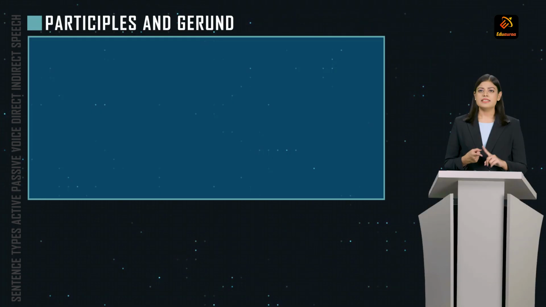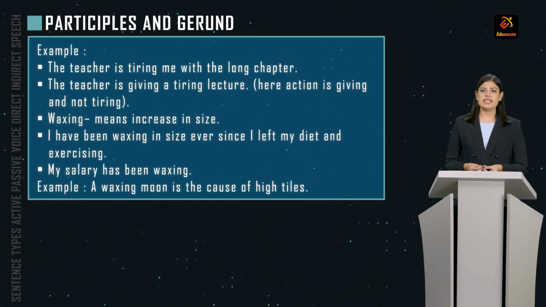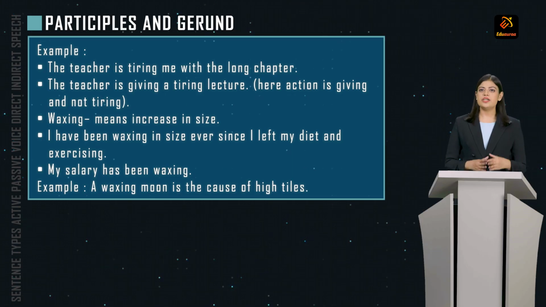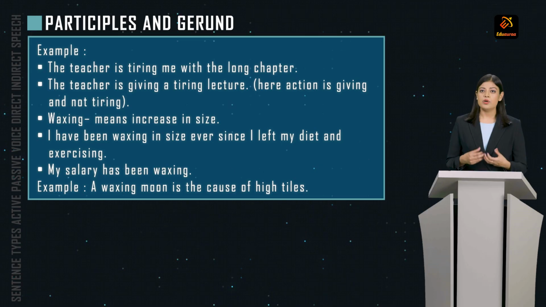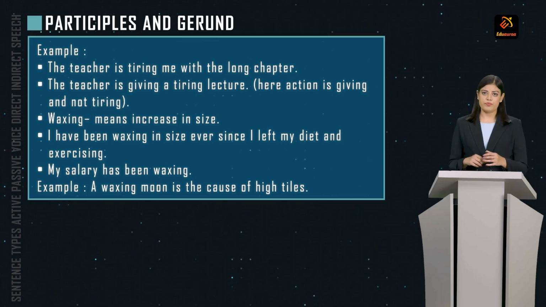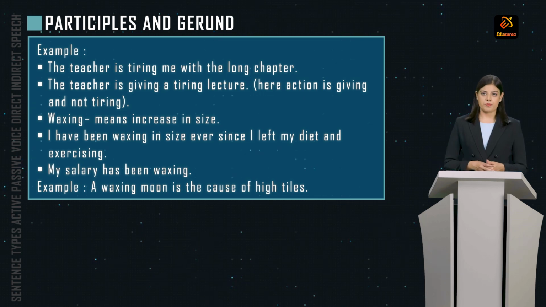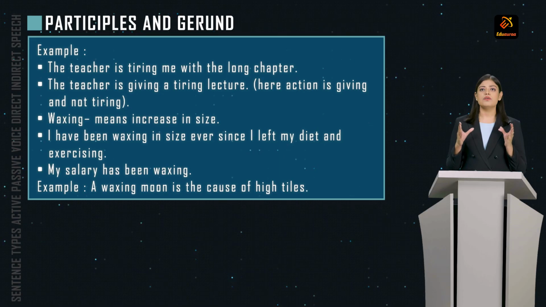For example, let's look at these two sentences. Sentence number 1, the teacher is tiring me with the long chapter. In this sentence, the word tiring is a verb. Teacher is the subject. She's performing the action of tiring someone. Who is the someone that she's tiring? You, right? And what is she tiring with? The long chapter. So in this sentence, tiring becomes the verb.